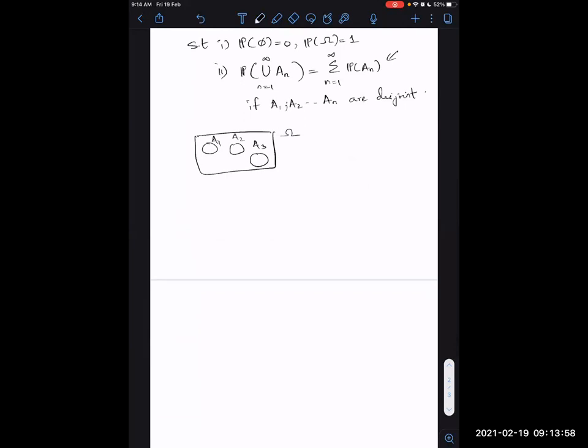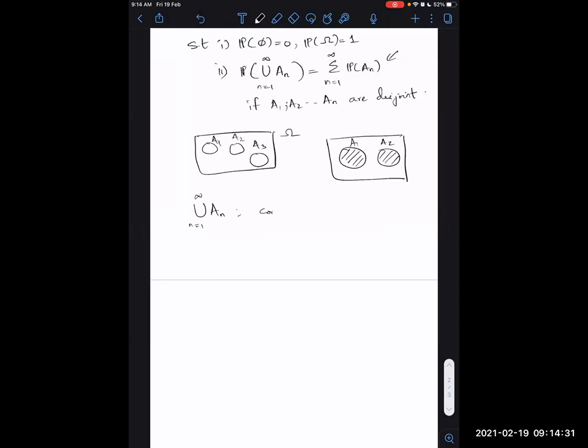So say you have two events, A1 and A2. Union just means you take all the outcomes in A1 and consider all the outcomes in A2 and combine them together. So A1 union A2 is all the outcomes possible from A1 or A2. Okay, but what do you mean by an infinite union? It's a slightly tricky notion, but the way you can think about it is as follows. So when I write this, this is what I mean.